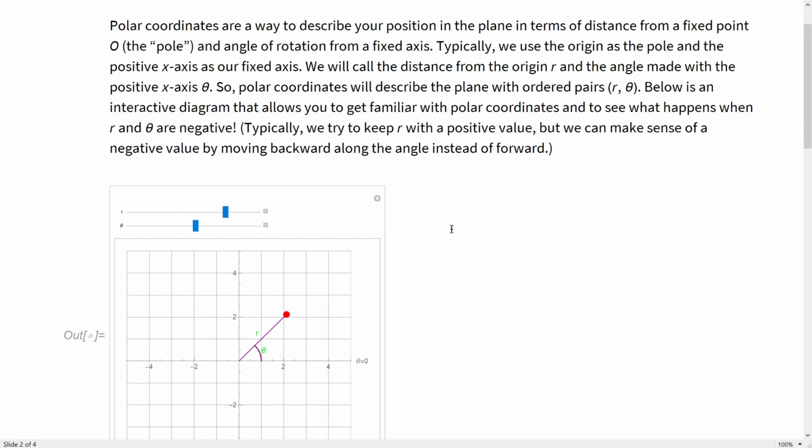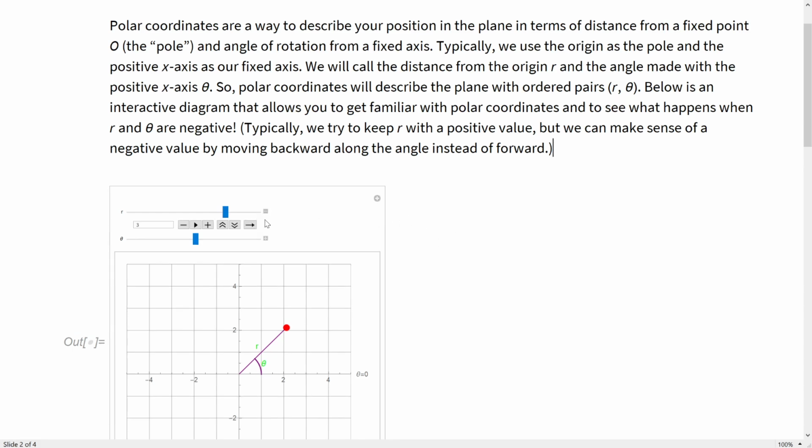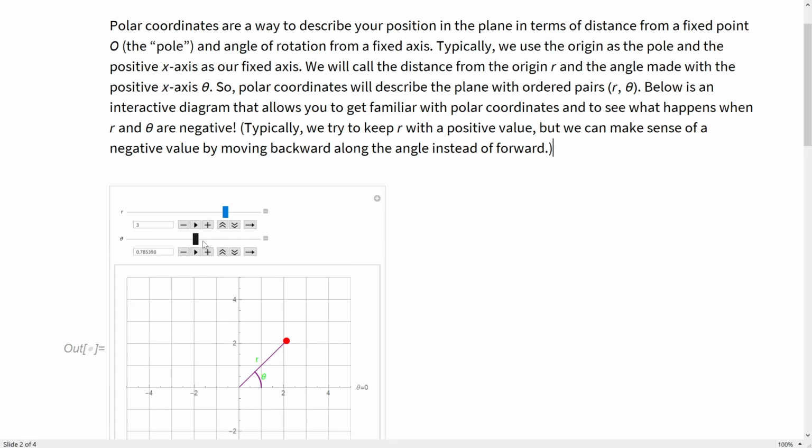So how do we see this work out here? Let me open this up so you can see here's the value of r, here's the value of theta. I think this should be pi over 4.